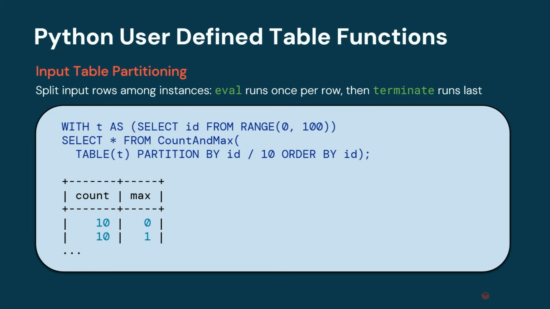And when you do that, in the function call, you can specify a partitioning of the rows and an ordering within each partition, which means that for every unique combination of values of these partitioning expressions, the function will get called exactly once. If you see this example, partitioned by ID divided by 10, for every unique value of ID divided by 10, the UDTF will get called once and get all of the rows of that partition. And they'll be sorted by ID. So this is useful to split up the work.